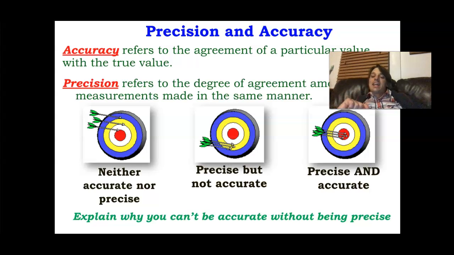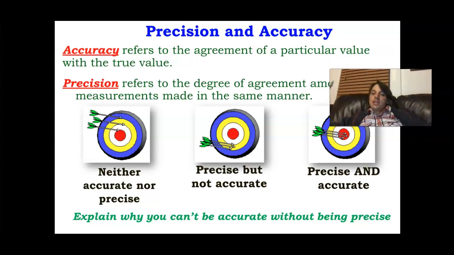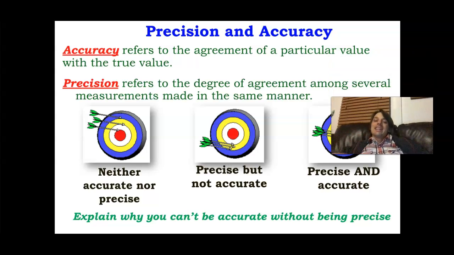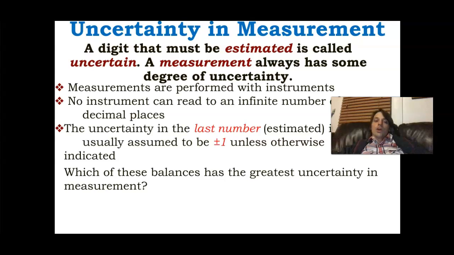Now you can't be accurate without being precise, because if you're getting your intended target over and over, that's both accurate and precise. But if you only get your intended target once, and then you're all over the place, you can't say you're both, okay? Because if your data is not precise, it can't be accurate. So you can be precise without being accurate, but you can't be accurate without being precise, because accuracy depends on whether you are getting the intended target over and over again.